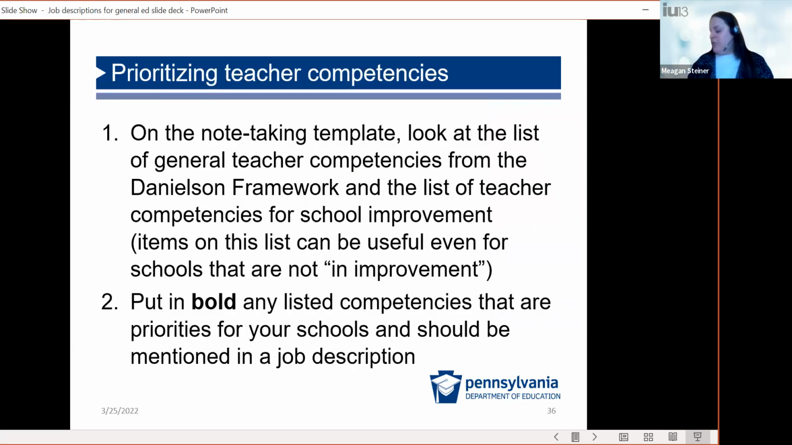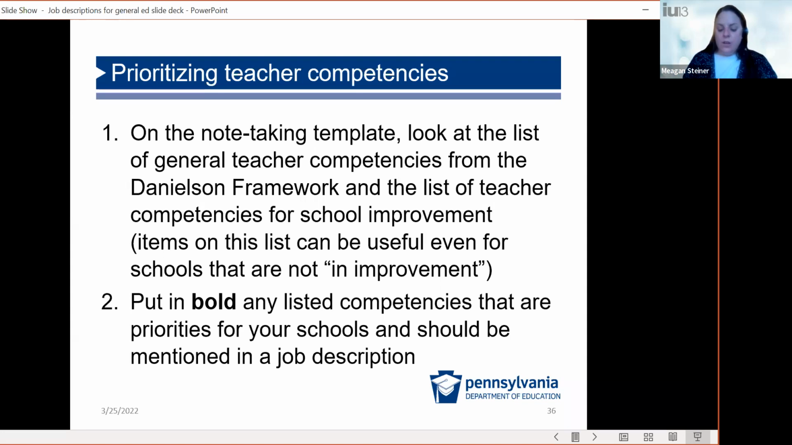So now we're going to turn again to the note-taking template to pages 2 and 3. It says desired teacher competencies. There are two lists here. The first is from the Danielson framework, the one that aligns to our own teacher effectiveness and evaluation system. And on the next page, there is also a list of competencies for teachers in school improvement. Even if you're a school that is not in school improvement, that second list can still be useful as well.